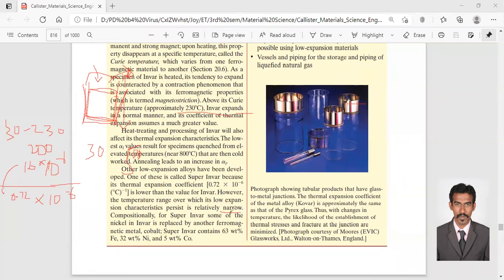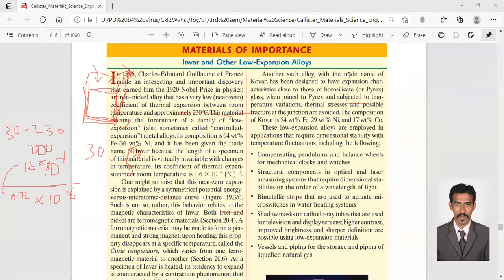relatively narrow. Compositionally, for Super Invar, some of the nickel in Invar is replaced by another ferromagnetic metal, cobalt. So Super Invar now has 63% Fe, 32% Ni and 5% cobalt, right? So this is actually the composition of Super Invar. This has a low thermal expansion coefficient, but the range over which it occurs is low, right? A kind of narrow.